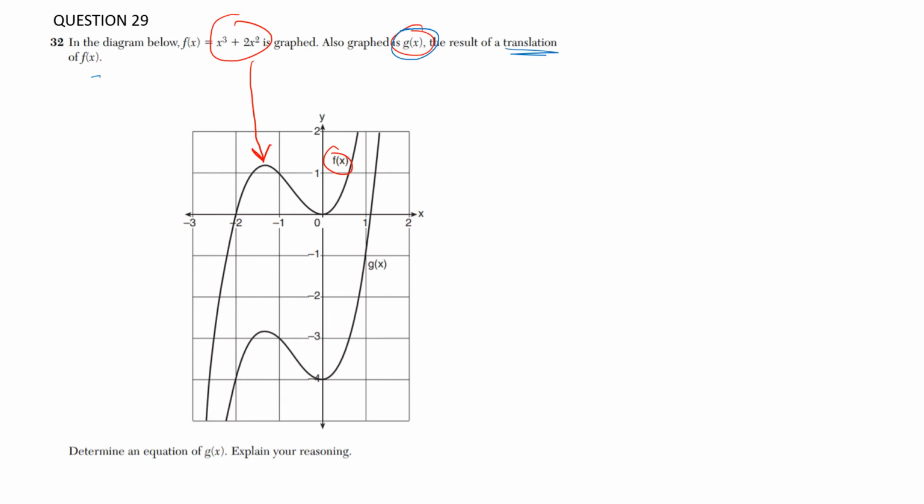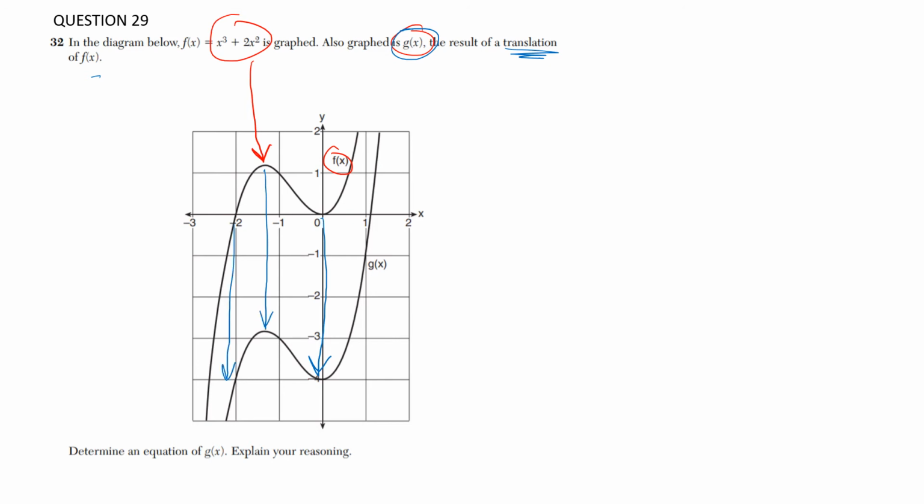Now, translation, remember, is just moving it up and down or left and right. You don't change the shape of the graph itself. So you can tell it just from observation. You've moved this down to here. Everything just got moved down a certain amount.